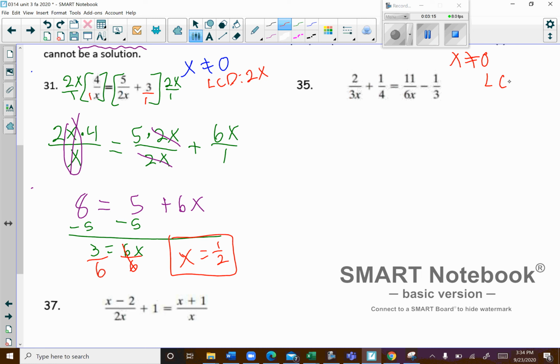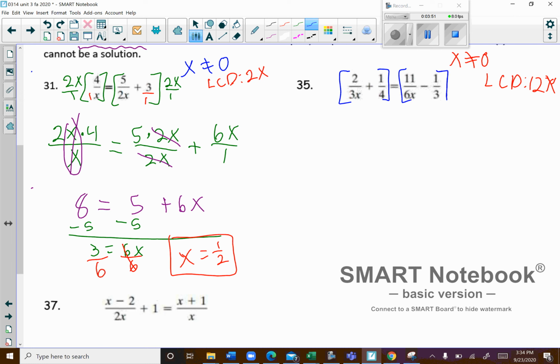So when I find the LCD, let's focus just on the numbers for a minute. So 3, 4, 6, and then 3 again. So I'm looking for a number that all those numbers would divide into evenly. And so start with the biggest number. 6. 3 goes into 6, but 4 doesn't. So double 6, go to 12. 3 would divide into 12, and so would 4. So my LCD is going to be 12, and then I also have to include any variables that show up. And so it's going to be 12x. And so that's what I am going to multiply both sides by.